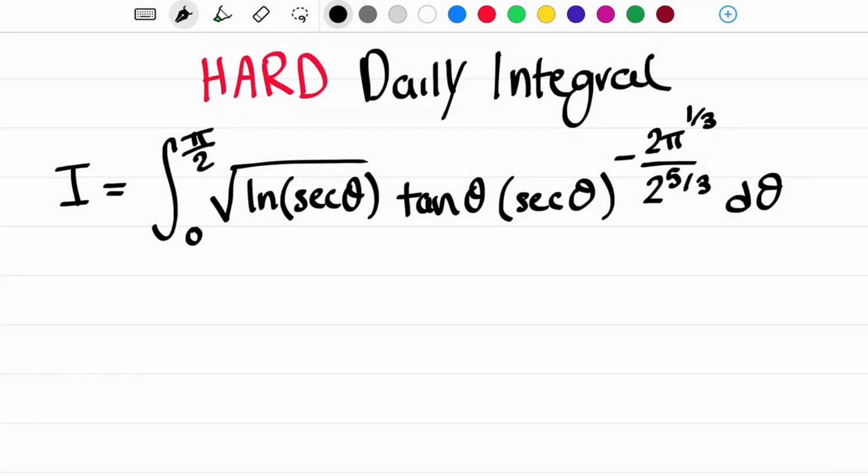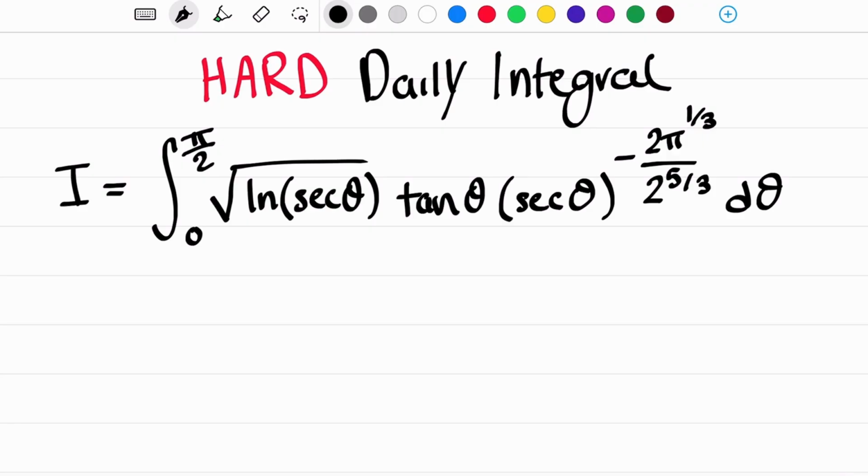Alright, here's today's hard daily integral problem. The Daily Integral, if you're not familiar, is a website that posts daily integral problems every day. They post an easy, a medium, and a hard difficulty problem, and this is today's hard problem. And it looks like quite a mess.